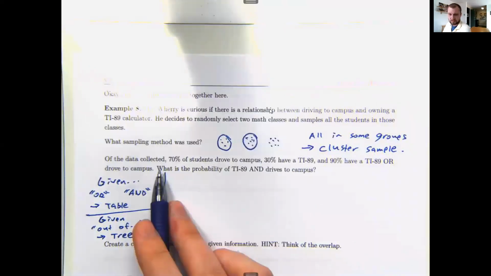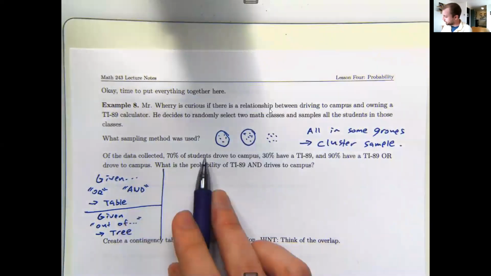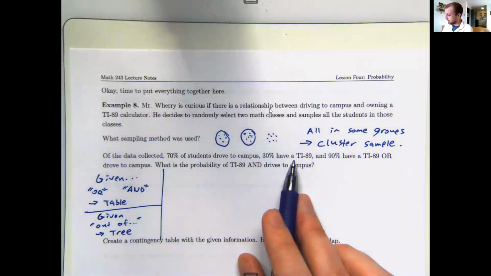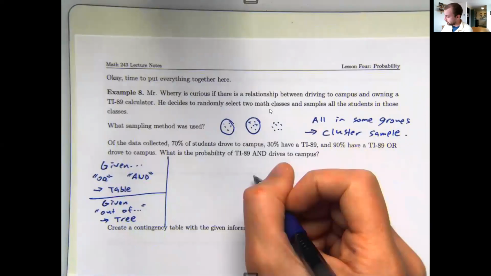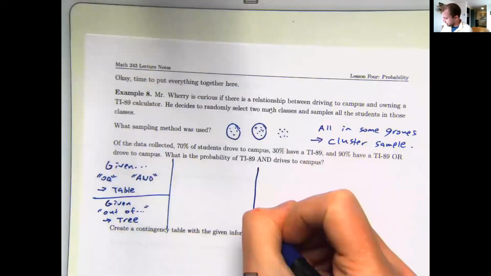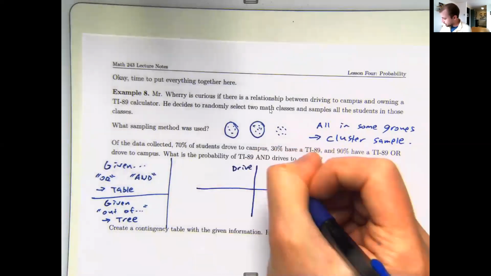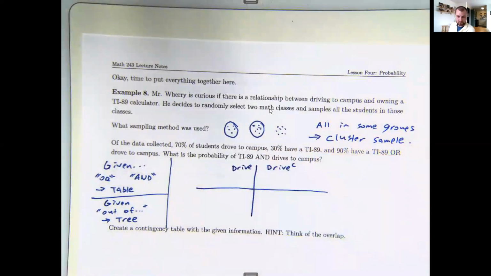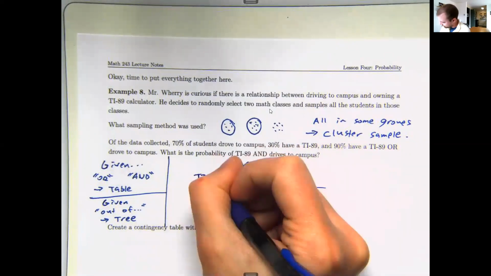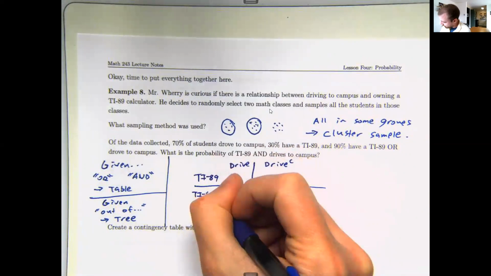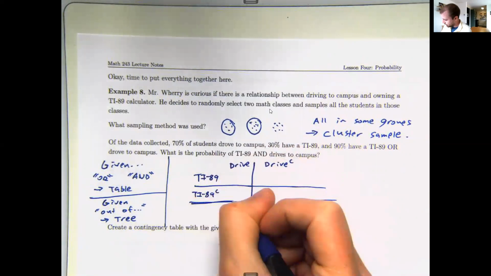I'm going to start this, and then I'm going to pause the video, and I'm going to have you finish this. 70% drove to campus, 30% have a TI-89, 90% have a TI-89 or drove to campus. I'm going to try to make a table. I have drive and not drive, and now I can just write complement to make that a little bit faster. And I've got TI-89 and no TI-89. And on the outside, I'm putting the total.